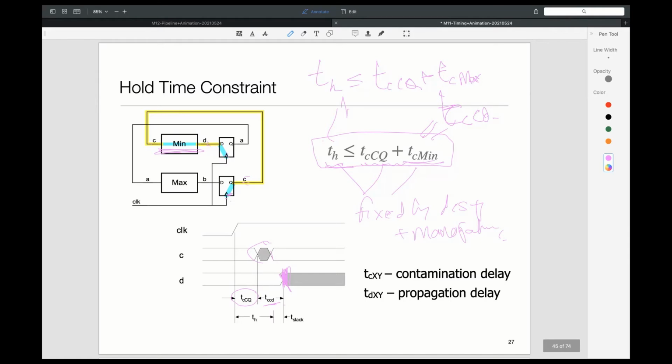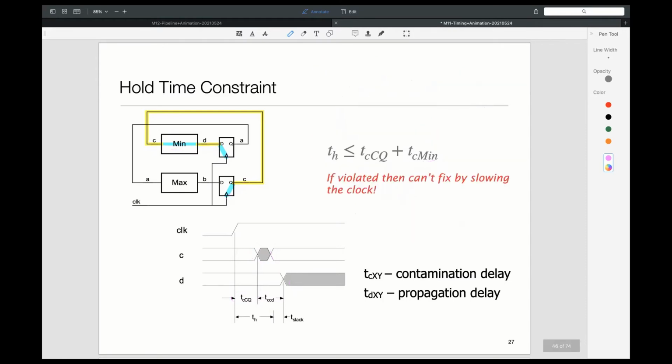Okay. So this one is more important from an economics perspective. If violated, this one we cannot fix by slowing the clock. There is nothing you can do once the chip has been manufactured to fix this issue. The tools that are used to design chips, the simulators and all, do a lot of testing to make sure there are no setup time and hold time constraint violations, but you should pay particular attention to hold time constraints because those can't be fixed later.